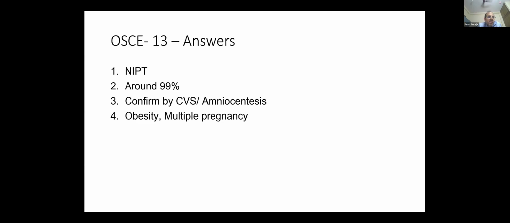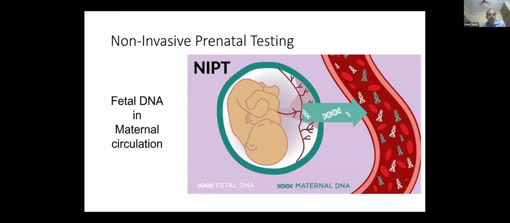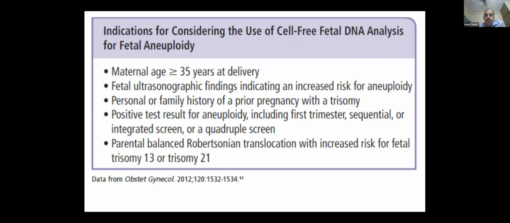NIPT has around 99% sensitivity and specificity, and it's not a confirmatory test. So depending on the gestation, we have to do chorionic villus sampling or amniocentesis. And with obesity and multiple pregnancies, there are chances of false negative. Although a rare chance, it's not very common, but in these cases we may get a false negative. So NIPT is non-invasive prenatal testing. The concept is that fetal DNA will be seen in the maternal circulation. So if we take the maternal blood, then we can get an idea.